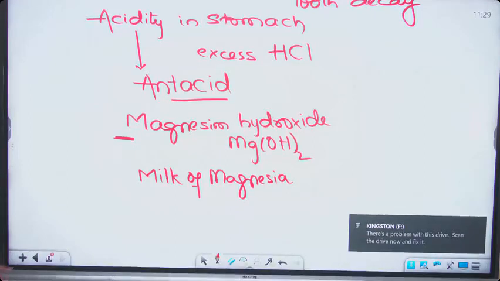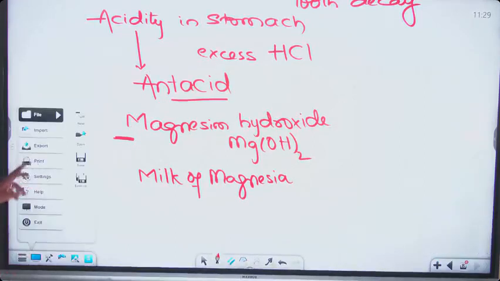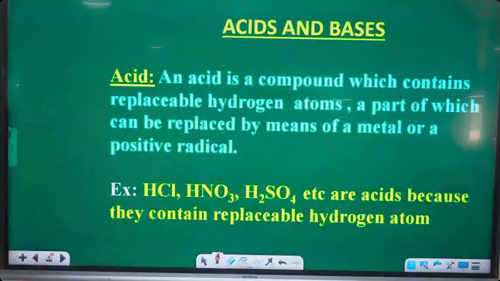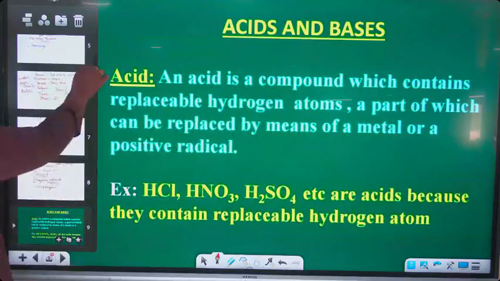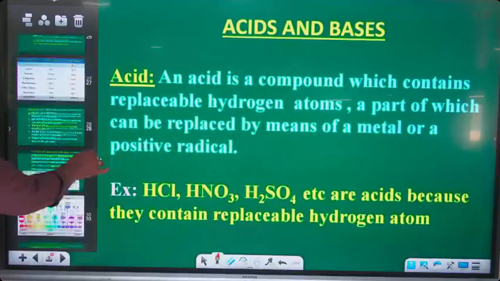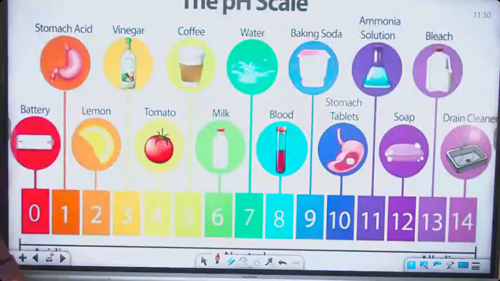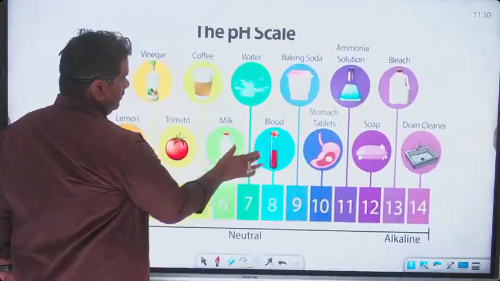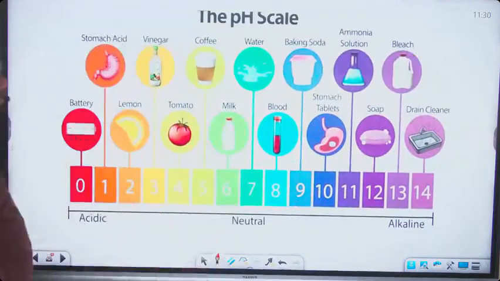Okay. Then the pH values of various substances. So let's come on. The pH scale, the pH values of various substances.